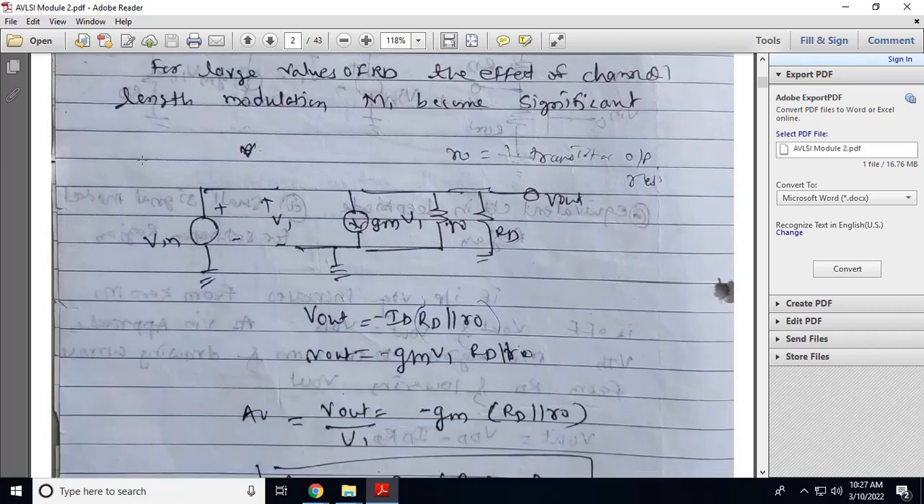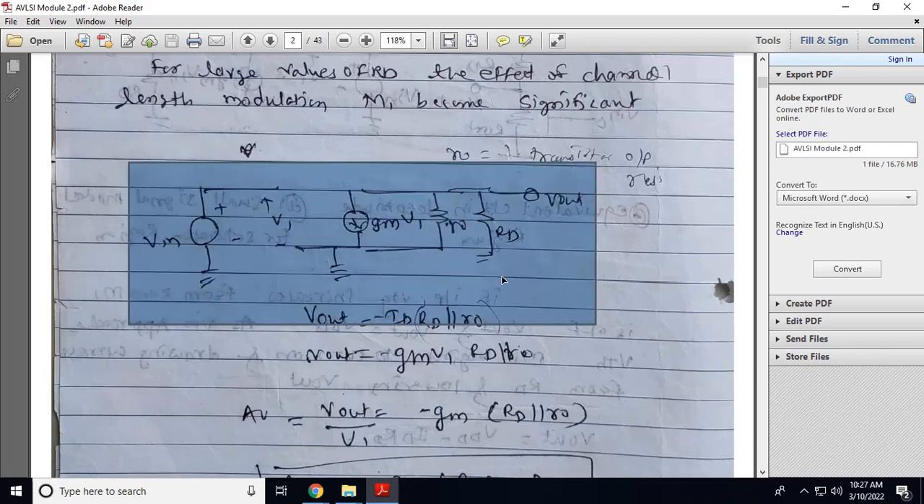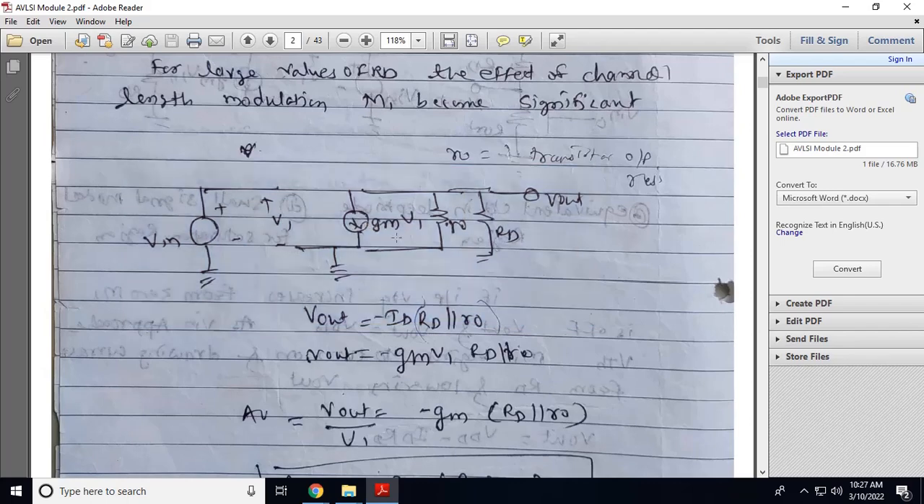Now when you consider the output resistance of the transistor, that is R0, what is the voltage gain equation? We will add one more resistance in the small signal model. This is the small signal model for a common source amplifier with a resistive load. We are adding the output resistance of the transistor. Again we write the equation for Vout. Vout is the voltage drop across this resistance, and I is the current flowing through this resistance, that is ID.